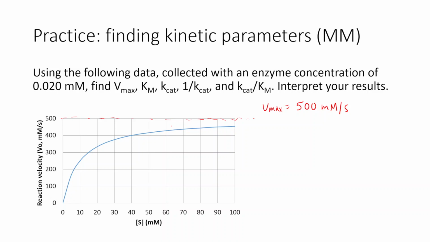All right, so what about our Km? Okay, so what would it be on this one? Yeah, exactly. It's right about 10 millimolar. In case anyone isn't sure, if our Vmax is 500, our half Vmax is right about 250, maybe about here. And then if we drop down our vertical line, we're right at 10 millimolar.